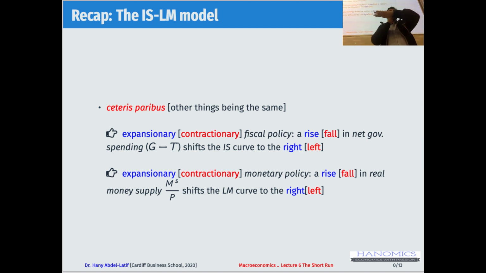a horizontal LM curve, and you follow an expansionary monetary policy, that means the interest rate should fall, and that means the LM curve should shift downward. Okay? If you have contractionary monetary policy or increasing interest rates, so if the central bank decided to increase the interest rate, that means in such a case, with a horizontal LM curve, it should shift upward.